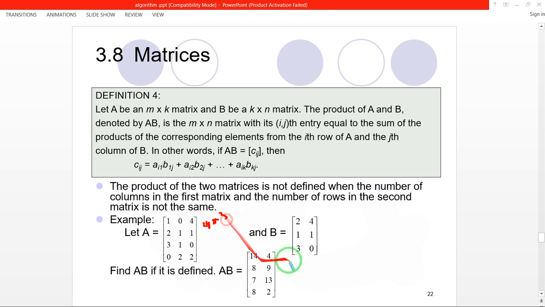3. The order of B should be 3 cross 2. So the column of matrix 1 is equal to the row of matrix 2.